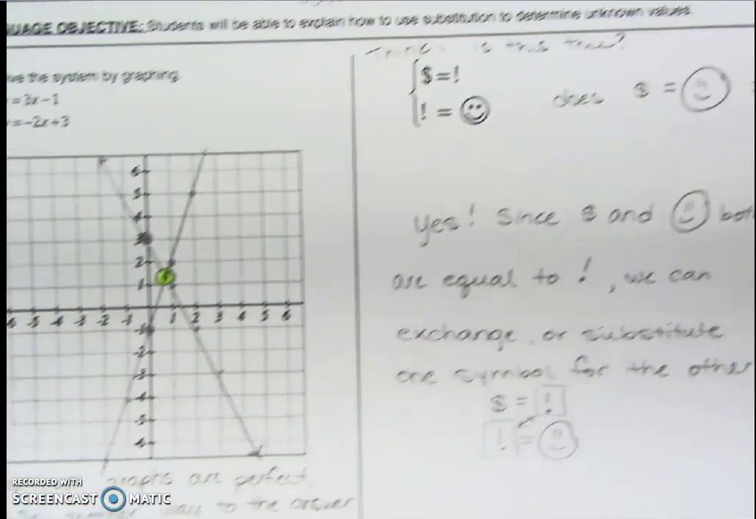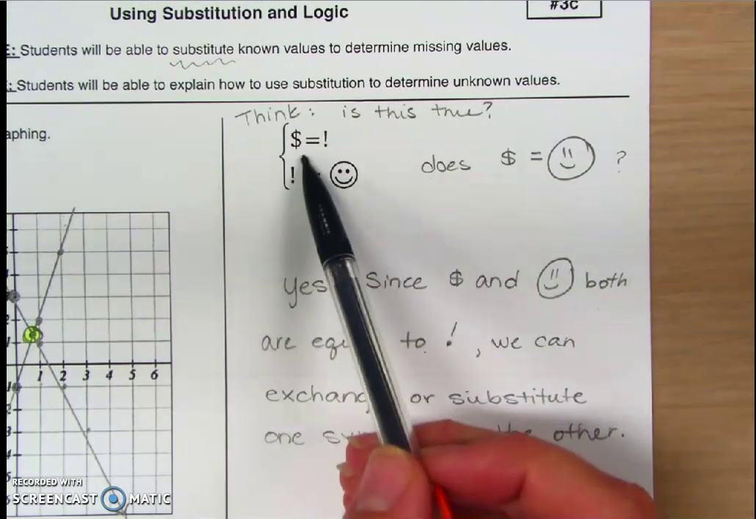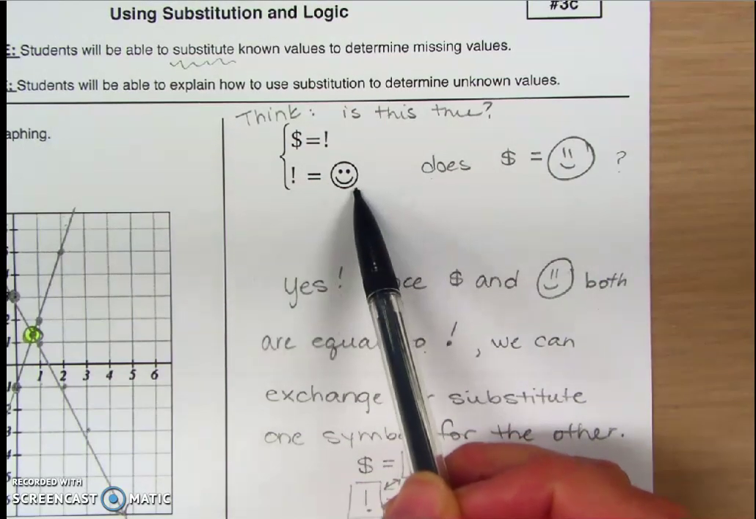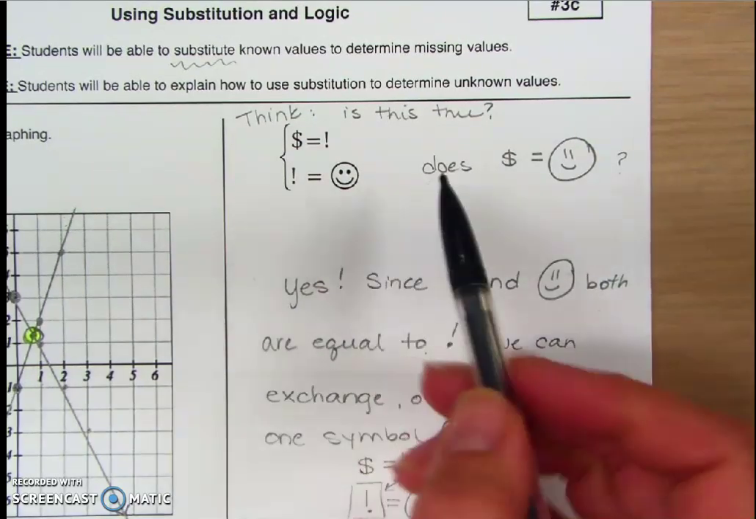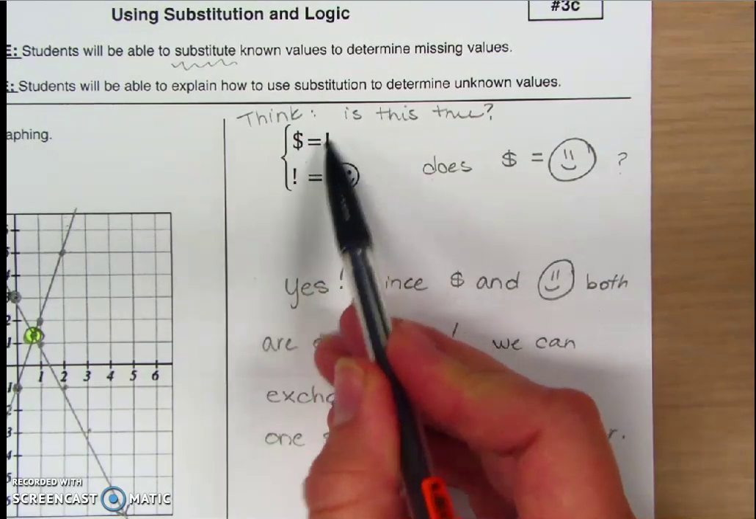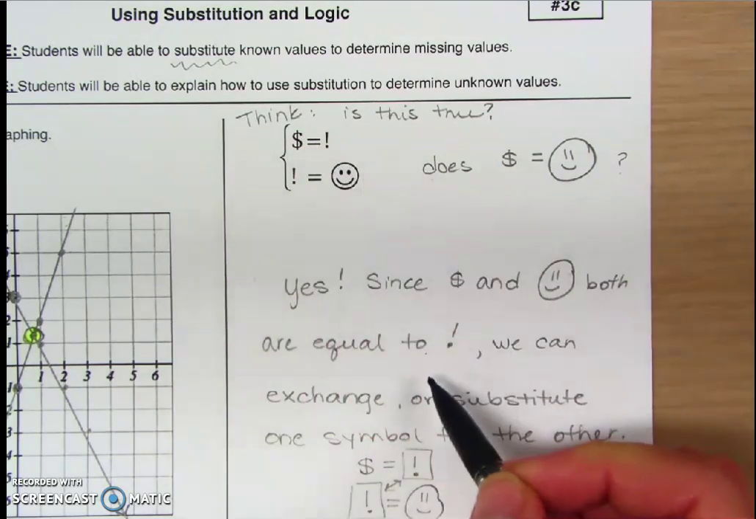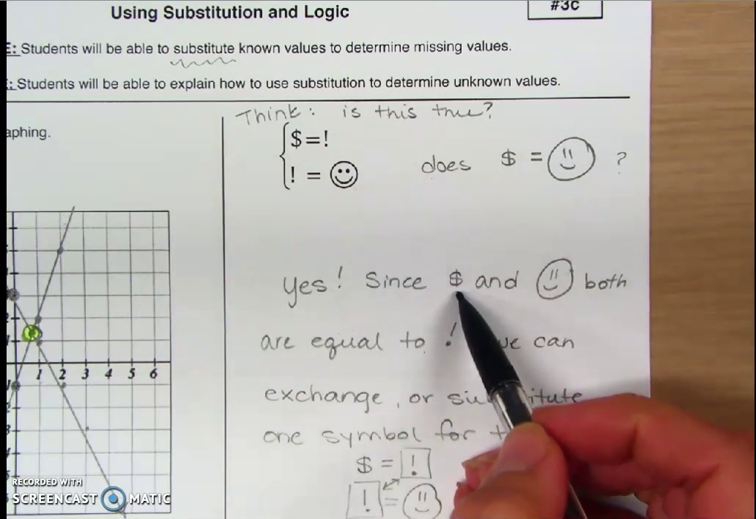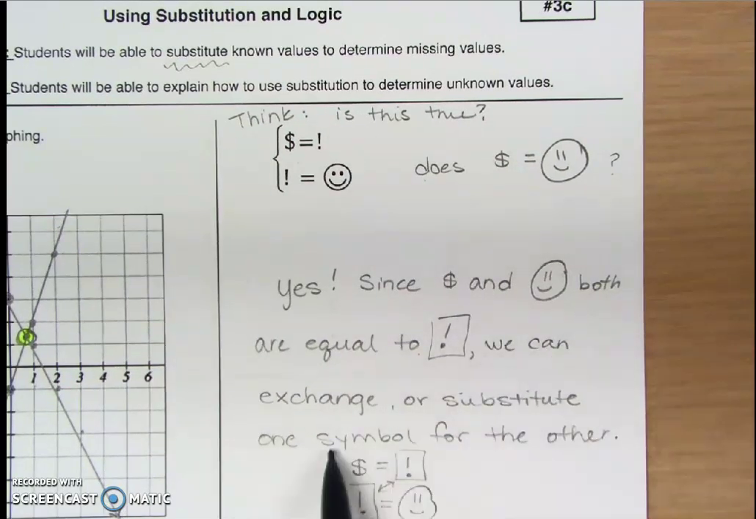So when we're thinking of another method to use using algebra, we already talked about this in class, but I just want you to write it down. So this is what we had already discussed. So if $ is equal to exclamation point and exclamation point is equal to smiley face, does $ equal smiley face? So think, is that true? If this equals that and that equals this, are these two things equal? Remember what we discussed, and yes, they do come out equal. Why is that? So since the $ and the happy face both equal that exclamation point, we can exchange or substitute one symbol for the other.